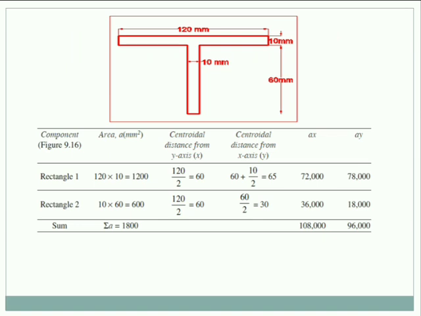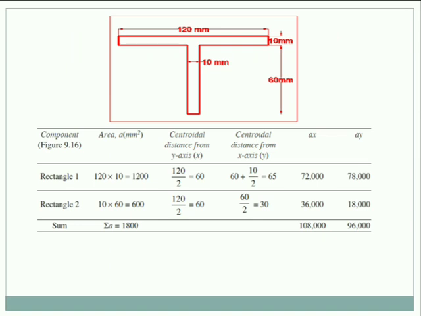What is its x coordinate? That is with respect to the y axis, directly 120 by 2. Now, all these calculations I have solved step by step, as this was the first example, to make things easy for you all. Okay, then what is the centroidal distance from the x axis? That is y. Okay, 60 plus 10 by 2, that is 65.